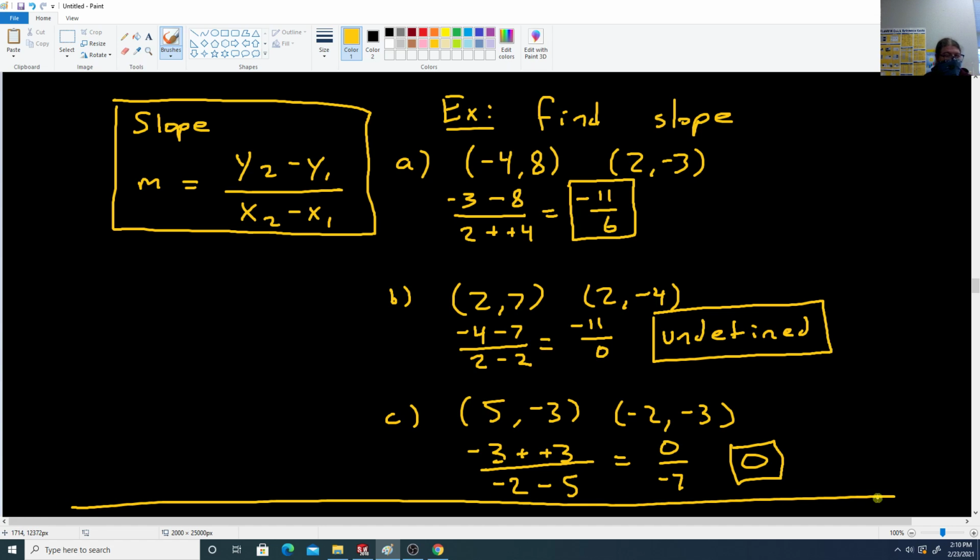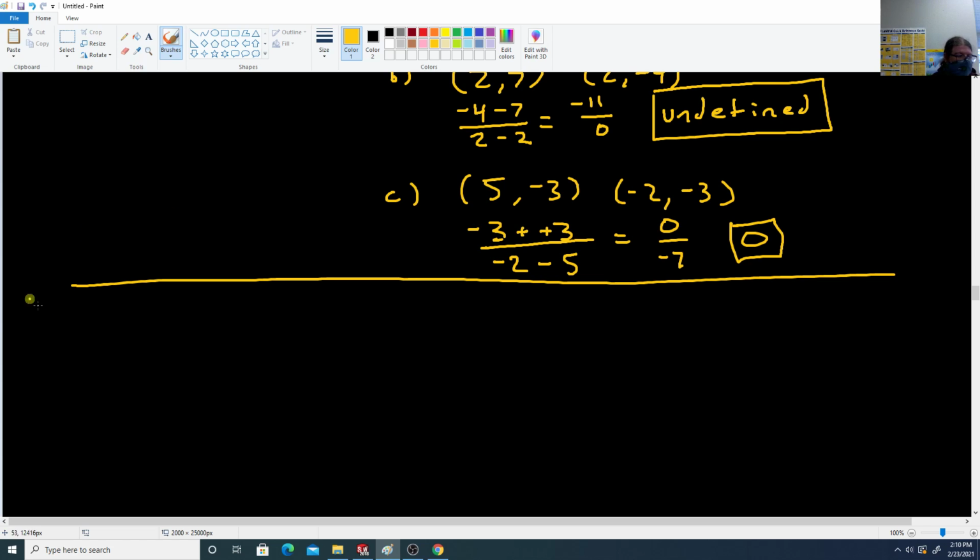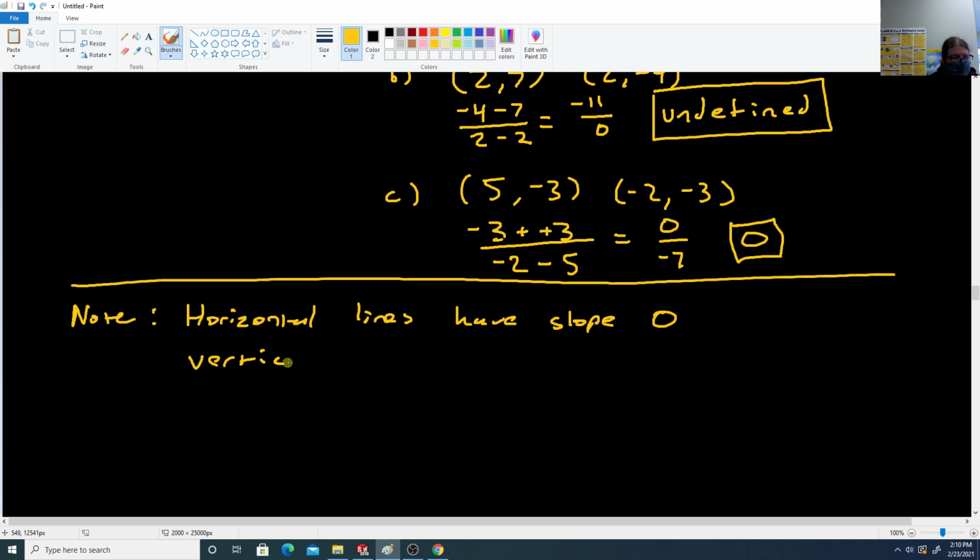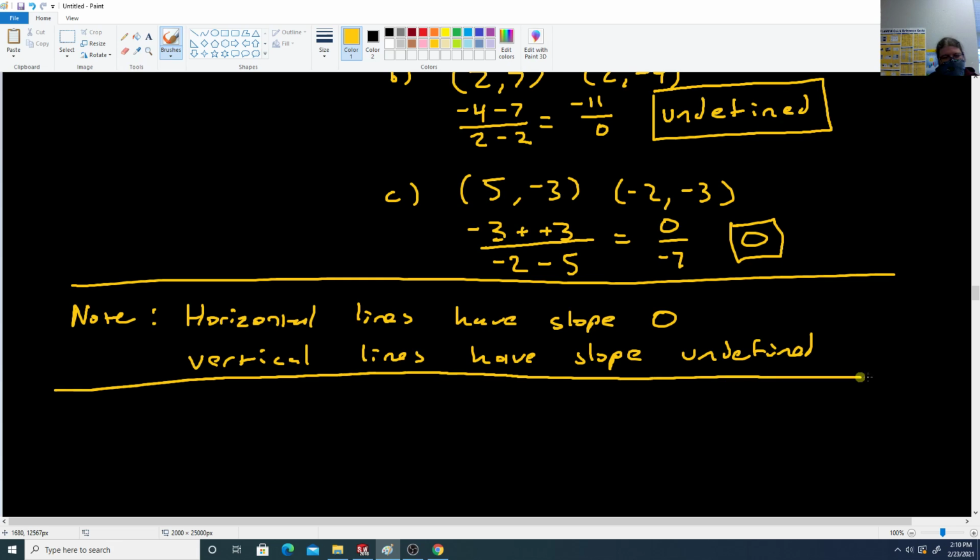Okay, so that is a couple different cases of using the slope formula. They want us to note a couple things here. Horizontal lines have slope 0. So actually this part C here would correspond to a horizontal line because it has slope 0. And vertical lines have slope undefined. So this part B here that turned out to be undefined, that represented a vertical line.